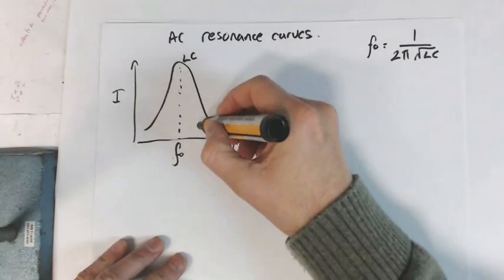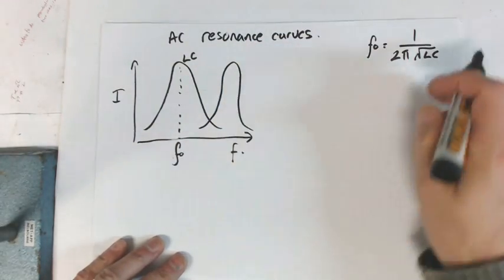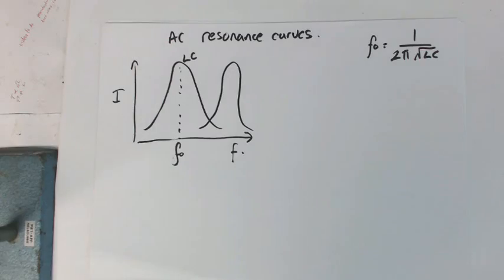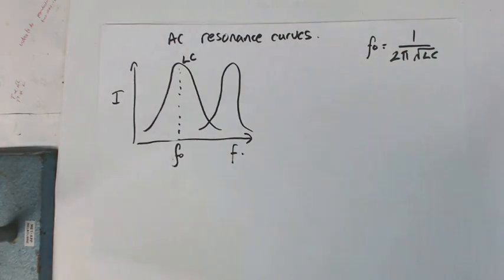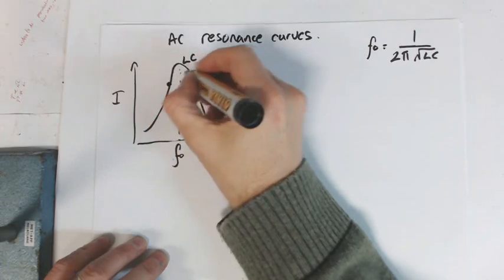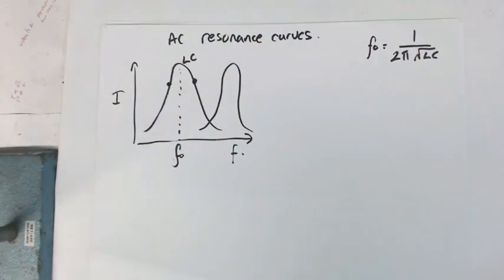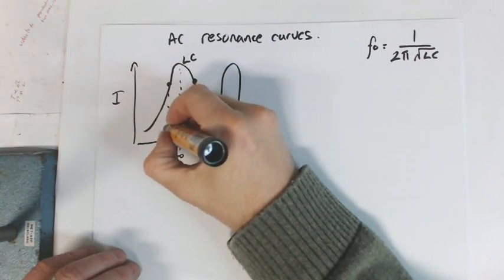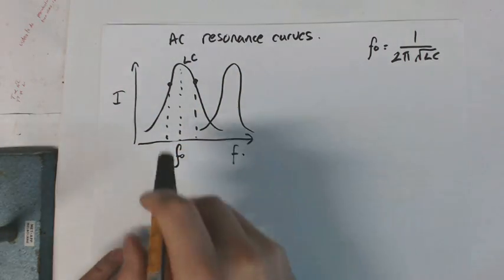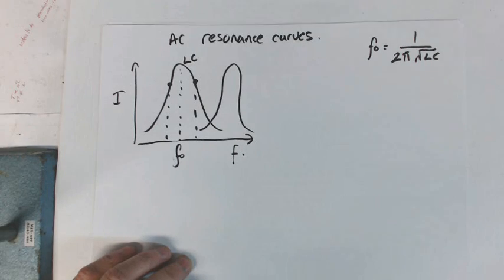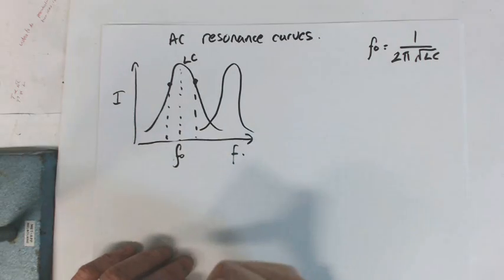So obviously if we had a different LC combination, we could have a higher frequency. To get a higher frequency for the resonance, obviously we'd need the square root under here to be smaller. Now getting back to this original one, if I look at these 2 points, these are lower currents and they're different frequencies. One, we get a lower current when we've got a lower frequency, and one we get a lower current when we've got a higher frequency.